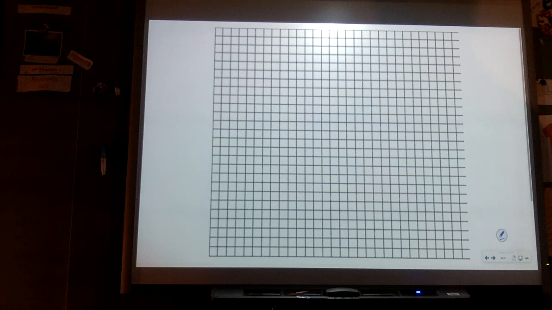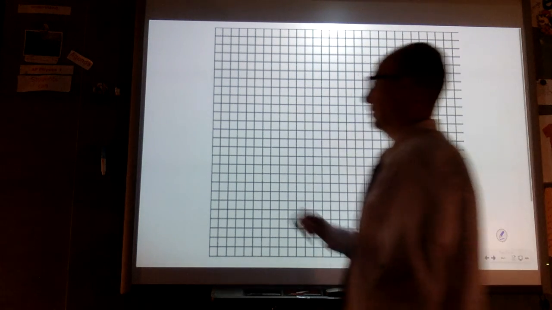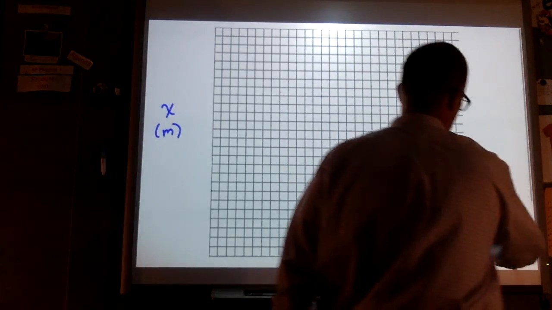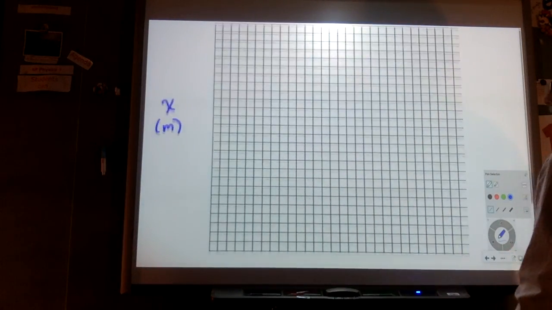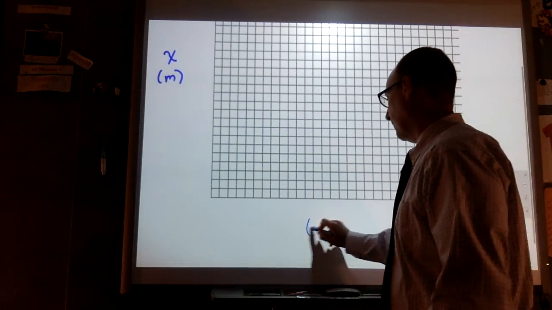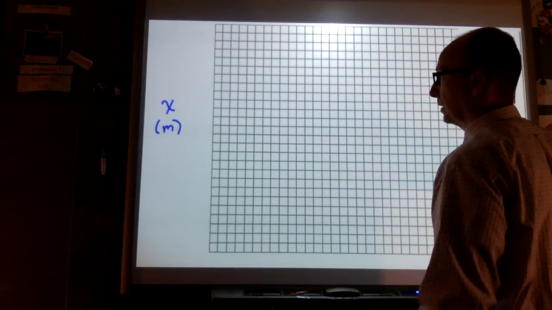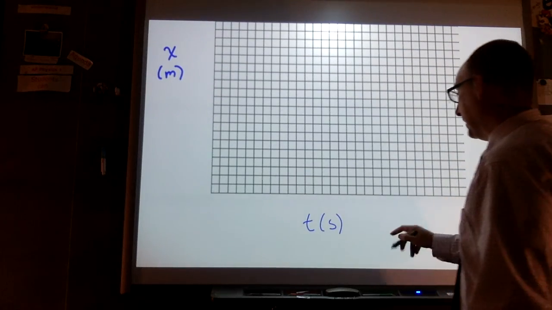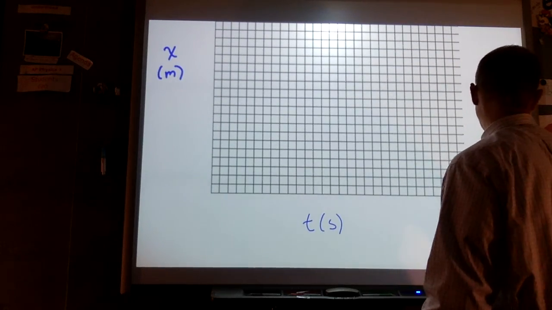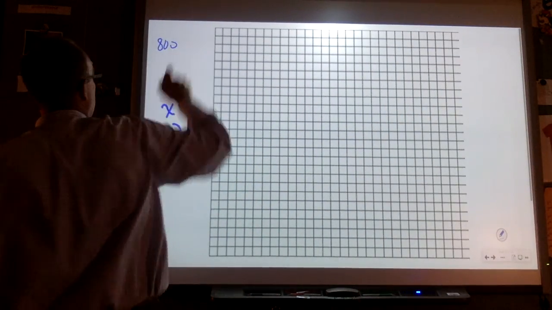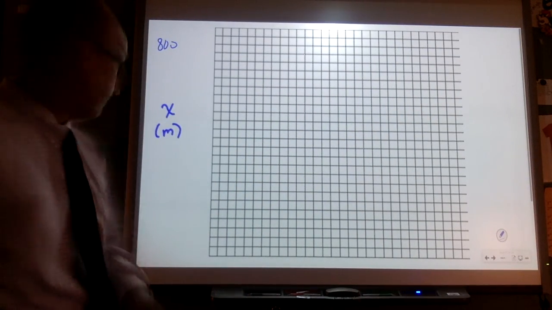All right, my biggest value on the y-axis is going to be 800. On the x-axis, it's going to be 60. So again, I'm going to take 800 and I'm going to divide by how many increments I have.